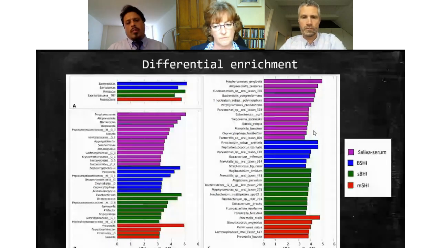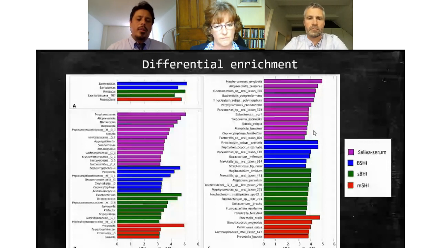Now moving to what differences we observed between the different media and what bacteria were enriched by which medium. We'll see that, for example, serum enriched Porphyromonas, Alloprevotella, Bacteroides and Treponema, while MSHI enriched Peptostreptococcus and Veillonella. Fusobacterium and Streptococcus were enriched in BHI, while Prevotella overgrew in SHI medium. This shows the results at the species level, so it's more or less the same.